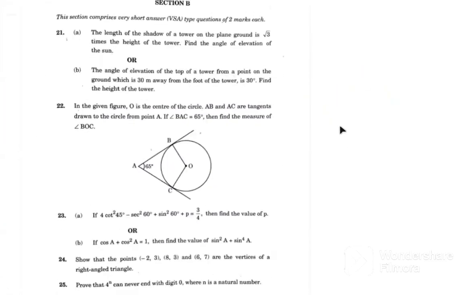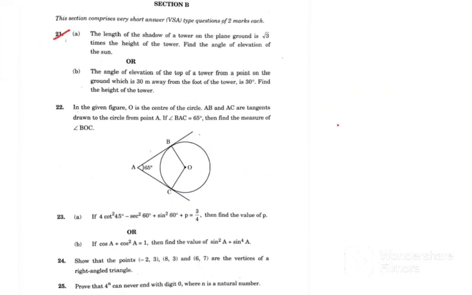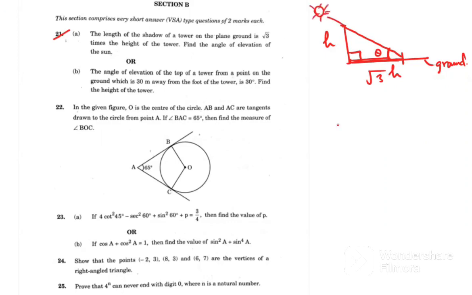Section B is for 2 marks, and it says question number 1. The length of the shadow of a tower on the plane ground is root 3 times h. So let's say this is the tower, and the shadow is here. Let the height be h, and the shadow length is from here to here, root 3 into h, and this is the ground. We know that the tower and ground are at 90 degrees. Let's say this angle is theta. We have to find the angle of elevation of the sun. So the sun is somewhere here.